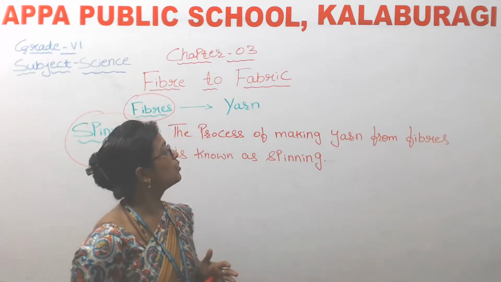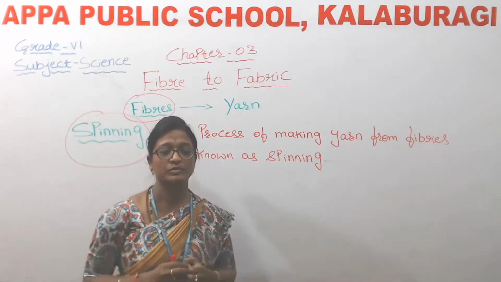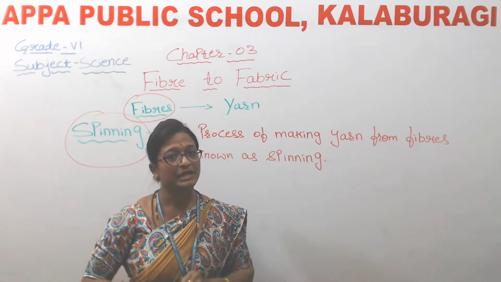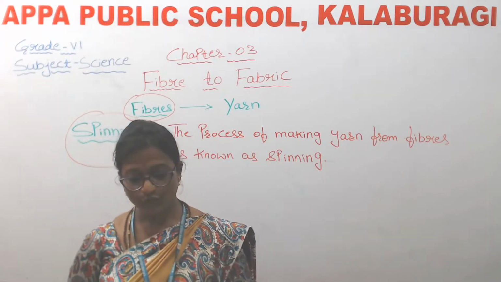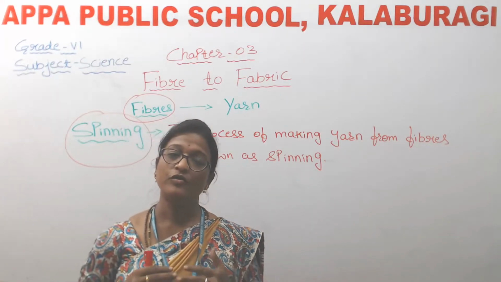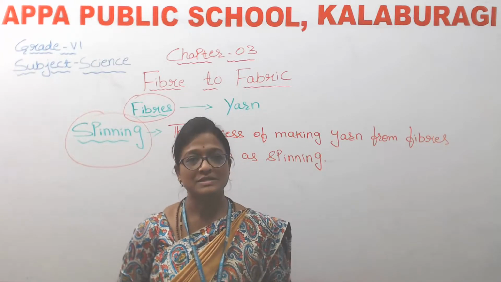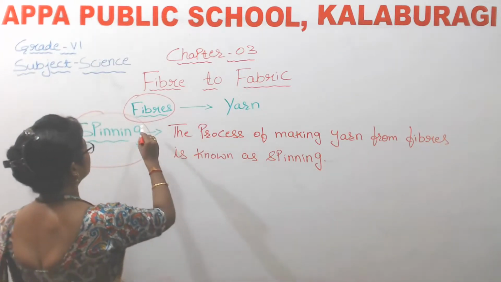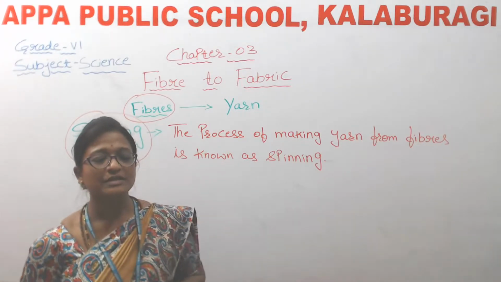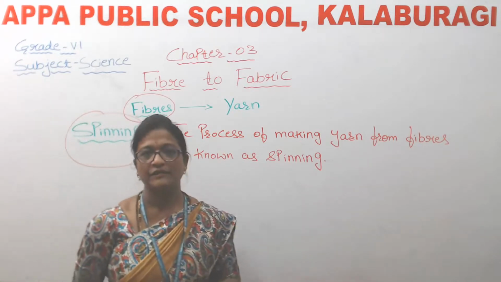Okay, so in this process what happens, children? These fibers are drawn from the cotton and they are twisted together to make yarn, isn't it? So in this process, fibers from a mass of cotton wool are drawn out and twisted. Like that, fibers are converted into yarn. Okay, so here spinning can be done manually with a charkha.